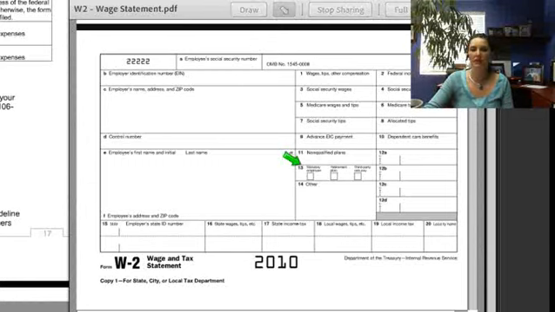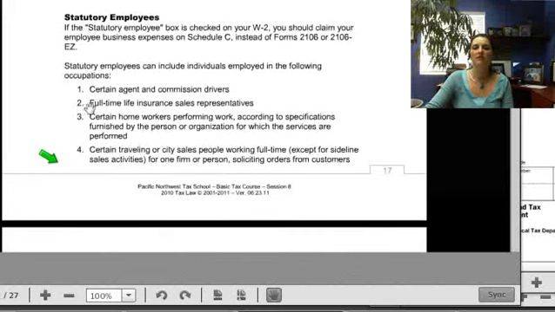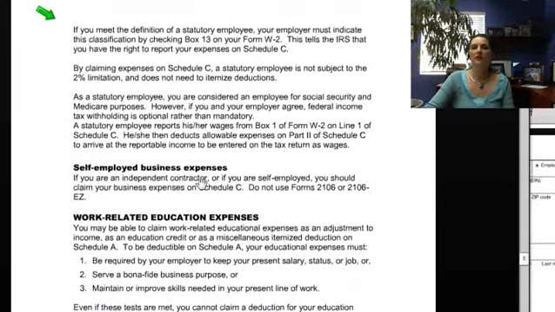Statutory employees can include individuals who are employed in the following occupations: certain agent and commission drivers, full-time life insurance sales representatives, certain home workers performing work according to specifications furnished by the person or organization for which the services are performed, certain traveling or city sales persons working full-time, except for sideline sale activities, for one firm or person soliciting orders from customers. If you meet the definition of a statutory employee, your employer must indicate this classification by checking box 13 on your Form W-2. This tells the IRS that you have the right to report your expenses on Schedule C.